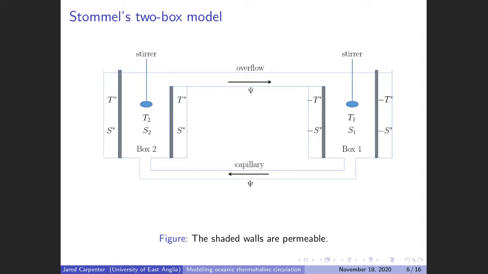We also have these permeable walls, and then infinite reservoirs at either side, infinite, just to help us with the mathematical modeling. And T star and S star represent temperature and salinity of the atmosphere, essentially. This is just an experimental model of what happens in the oceans.